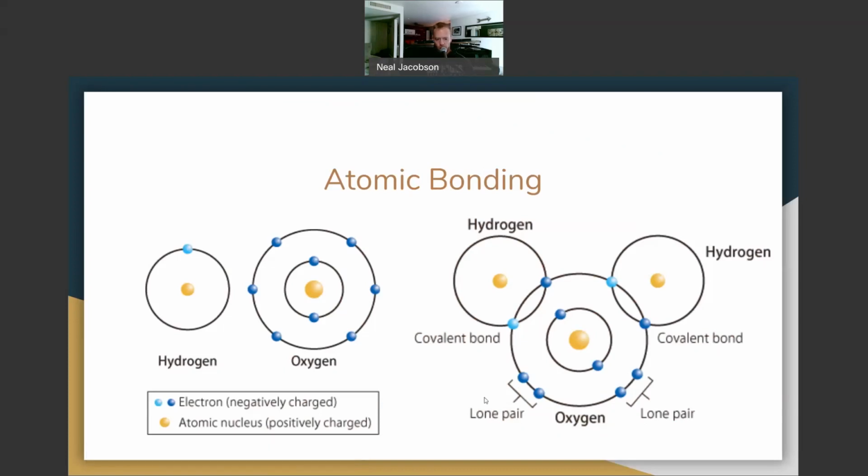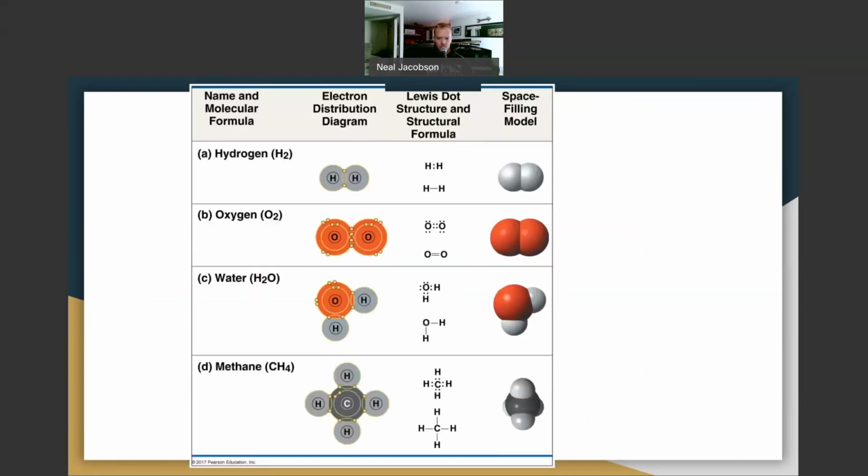So that's covalent bonding. So when atoms share their electrons, it's called a covalent bond. When they share them equally, it's called a nonpolar covalent bond. And this is due to atoms having the same electronegativity, which we're going to talk about in just a second.